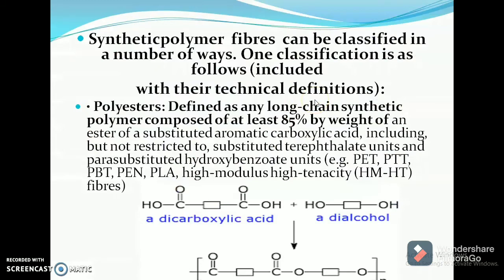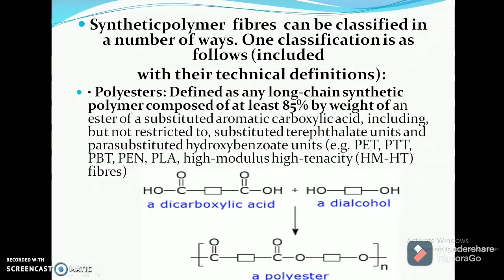Now we will discuss one of the classifications of synthetic polymer fibers, and we will learn about their definitions also. First, polyester, defined as any long chain synthetic polymer composed of at least 85% by weight of an ester of a substituted aromatic carboxylic acid, including but not restricted to substituted terephthalate units and para-substituted hydroxybenzoate units. Examples: PET, PTT, PBT, PEN, PLA, high modulus high tenacity HMHT fibers also. Dicarboxylic acid and dialcohol refer to polyester.